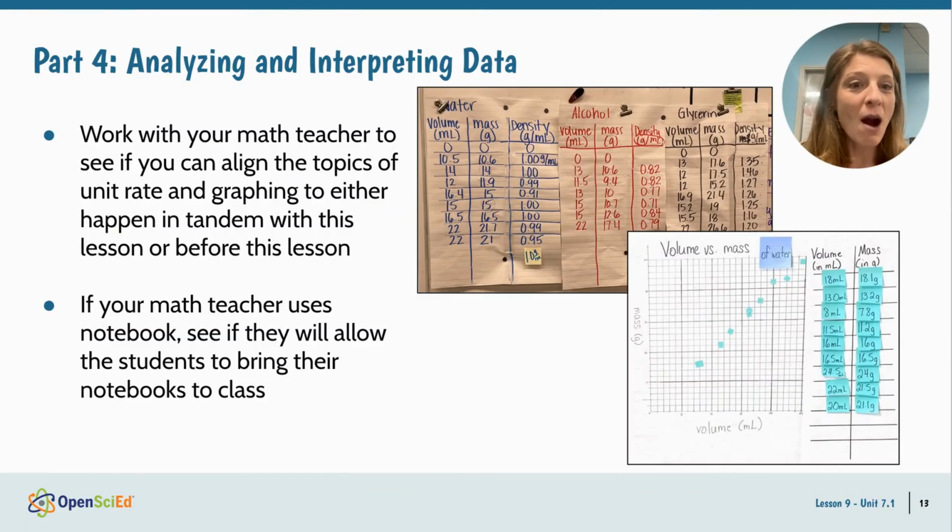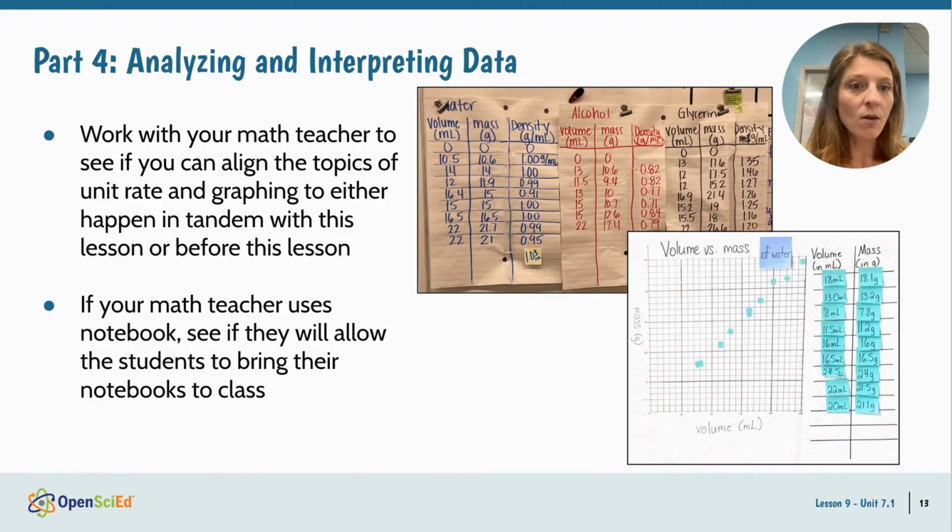That brings us to part 4, which is on day 2. We've already collected some data about clear liquids in the world around us: rubbing alcohol, glycerin, and water. When it comes to the analyzing and interpreting data on day 2, you really want to be working with your math teacher to see if you can align the topics of unit rate and graphing, to either have this happen in tandem with the lesson so that they're teaching this topic at the same time you are, or to have it happen before the lesson.